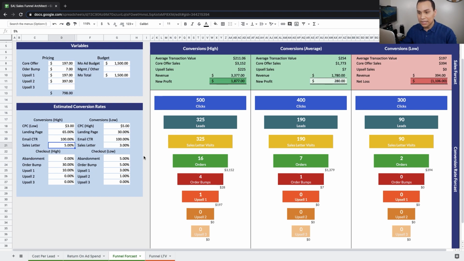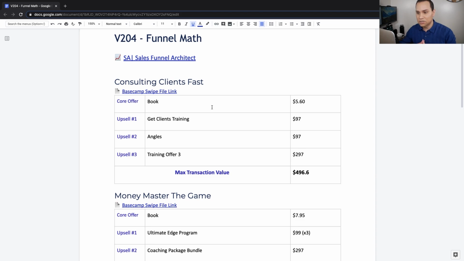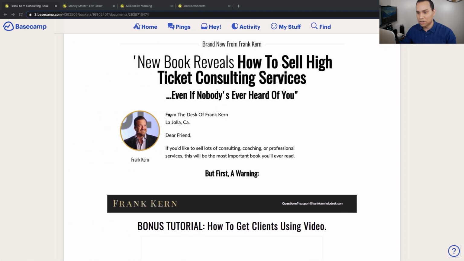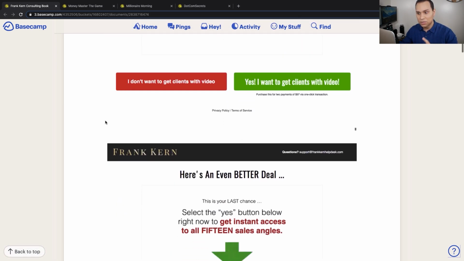So with that, let's go ahead and just jump right into our first funnel that we're going to deconstruct. And this is going to be Frank Kern's Getting Consultants Fast funnel. So he has this free book offer. I'm going to do all free book offers just because I think those are really good in terms of understanding how low ticket offers work as opposed to trying to sell that $2,000 course, which we will get to.